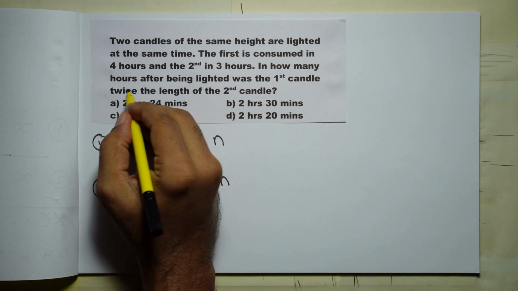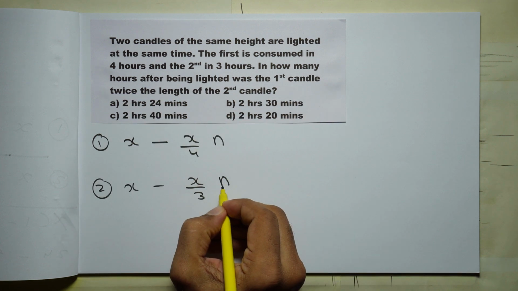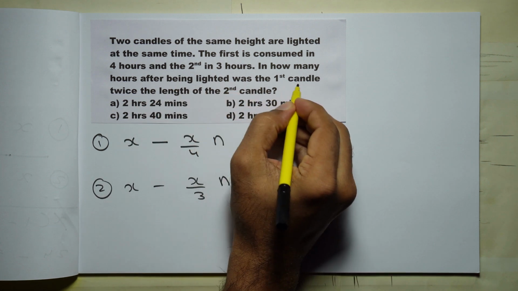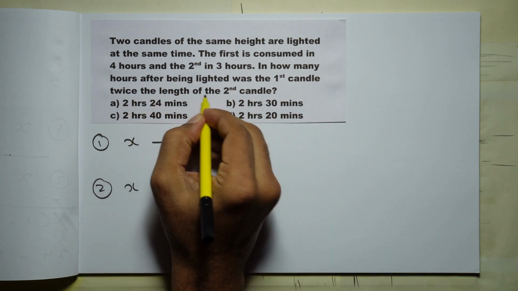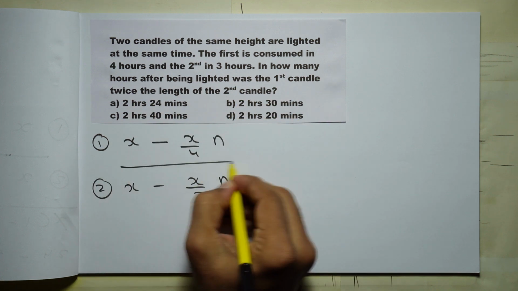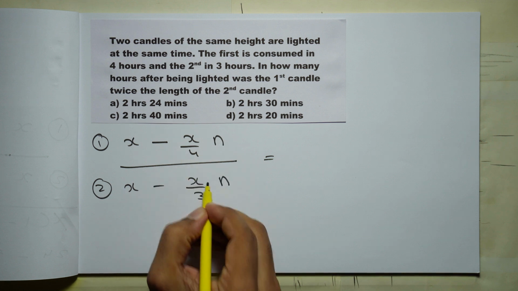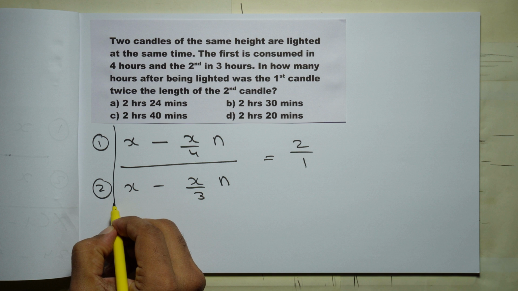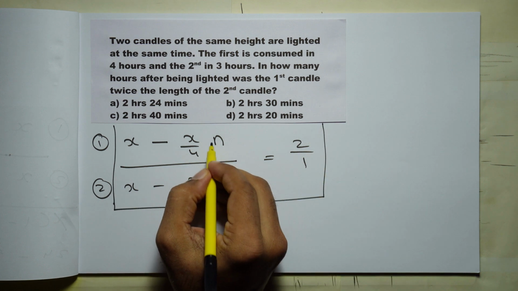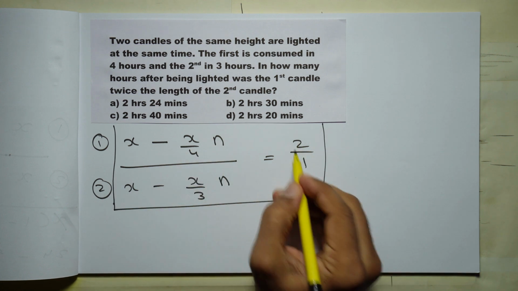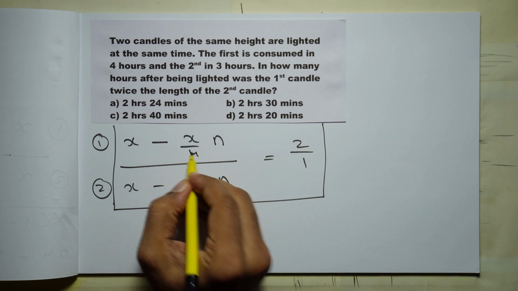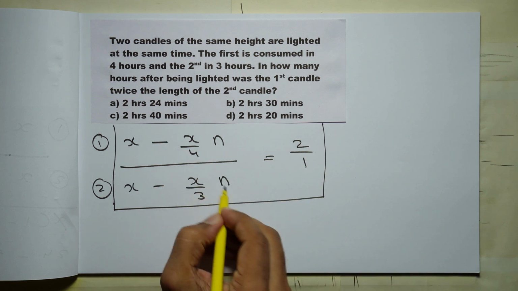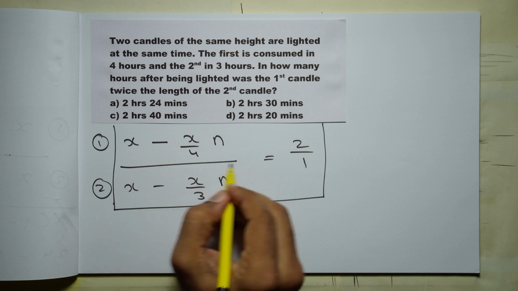In how many hours, that is, we have to calculate the value of n, after being lighted was the first candle twice the length of the second candle. That is, these two candles, their heights should be in the ratio 2:1. So from this ratio we can calculate the value of n such that this ratio is 2:1. That is, the first candle is twice the length of the second candle. We'll just solve this equation.